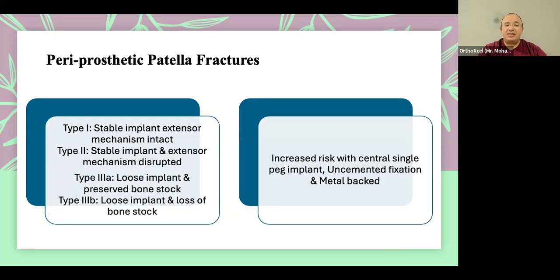Number 2, if the implant is stable but the extensor mechanism is gone. Number 3 is the extensor mechanism is gone and the implant is loose, but still there is some bone stock. We say it's 3A. 3B means loose implant, ruptured extensor mechanism, and there is no bone stock.